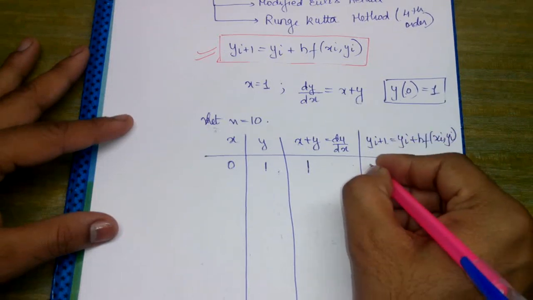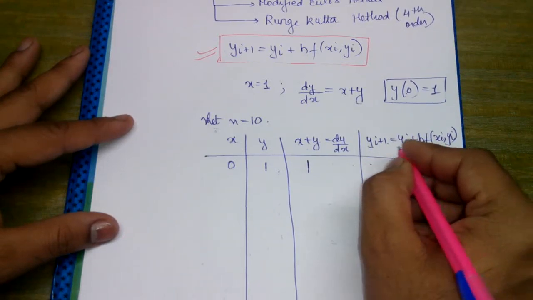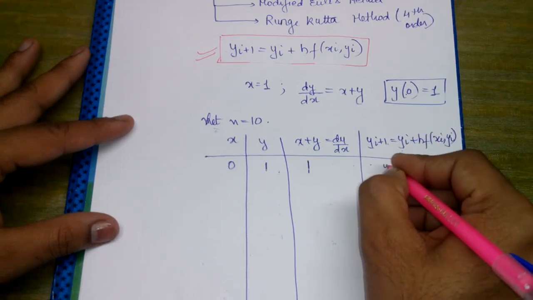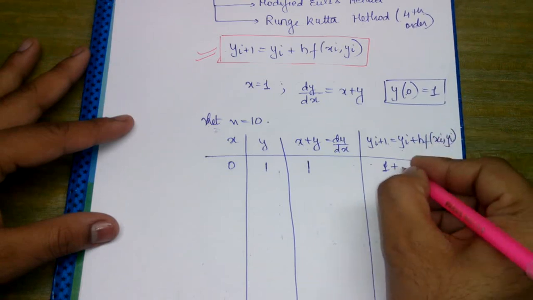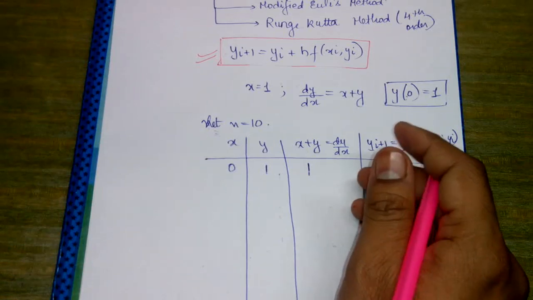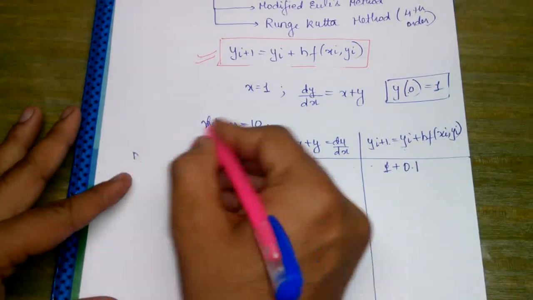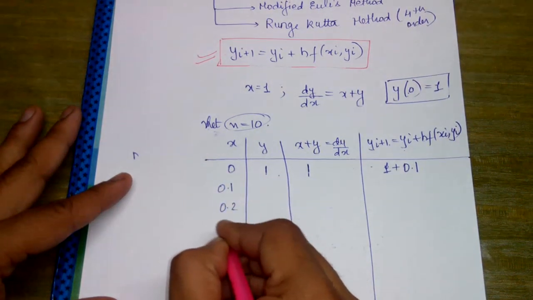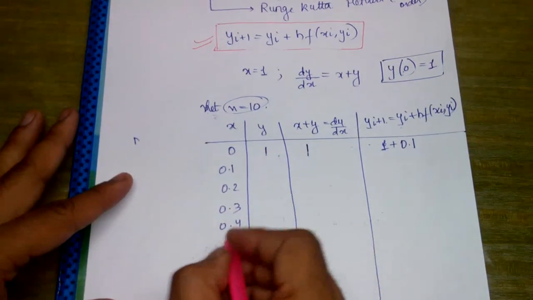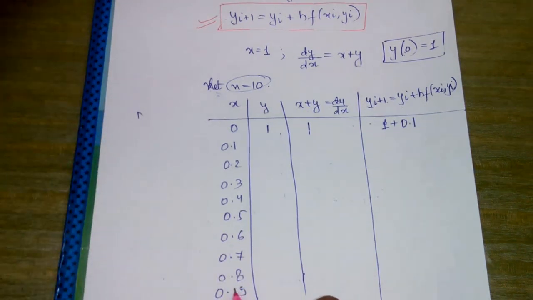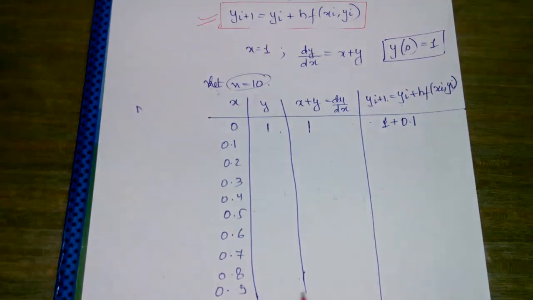So y of i plus 1, that is the new y, would be equal to y of i, keeping i as 0. So this would be y of 0, which is 1, plus h, which is 0.1. h is the step size or the step difference. n equals 10 means you will take 0, 0.1, 0.2, 0.3, 0.4, 0.5, 0.6, 0.7, 0.8, 0.9, and at last we will take 1.0.